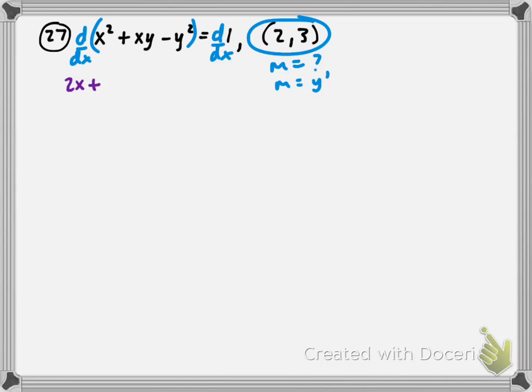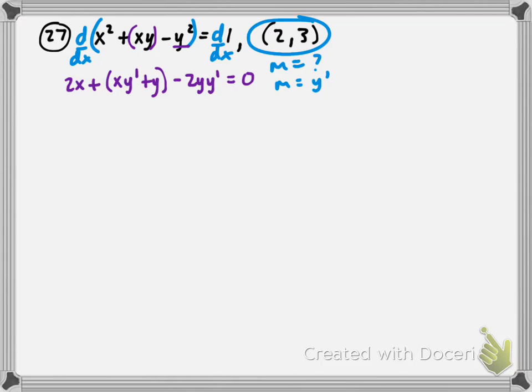And the derivative of xy, so we have the derivative of a product, which is the first times the derivative of the second, plus the second, which is y, times the derivative of the first, which is 1, minus the derivative of our y squared, and the derivative of y squared is 2y times y prime. On the right side, we have the derivative of 1 with respect to x, and that's 0.